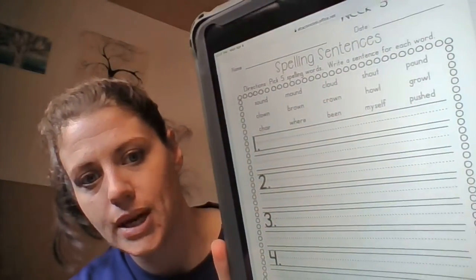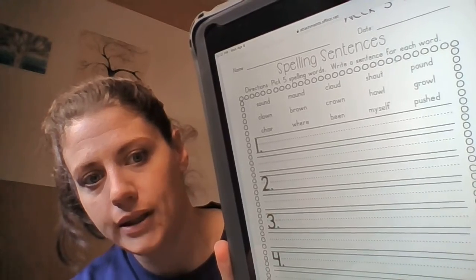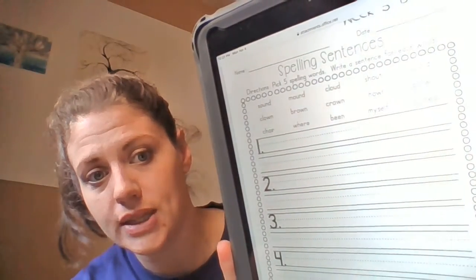And the next page is going to be spelling sentences. All you have to do, the directions are at the top, is pick 5 of these spelling words and then write a sentence using that spelling word. So if I would choose the word cloud, then maybe I could write the sentence, I saw a beautiful cloud while I was outside today. That would be a long sentence, but you decide what kind of sentence you want to write. Okay, those are reading worksheets.